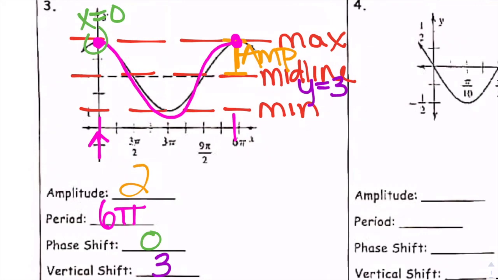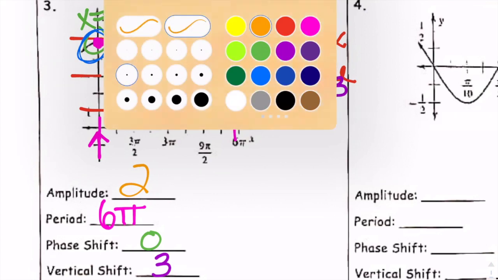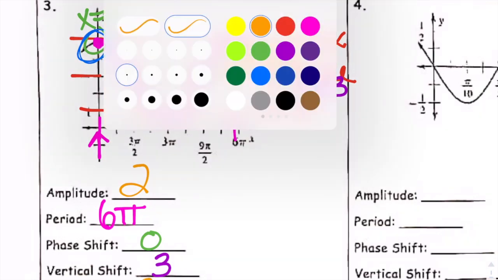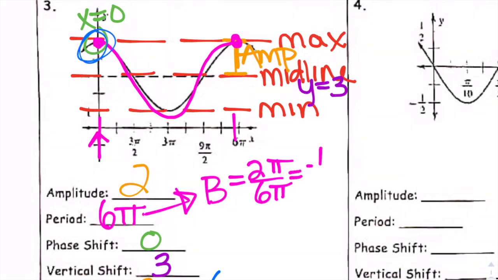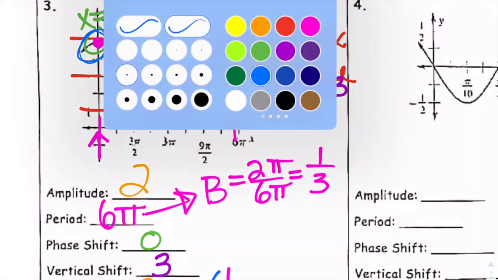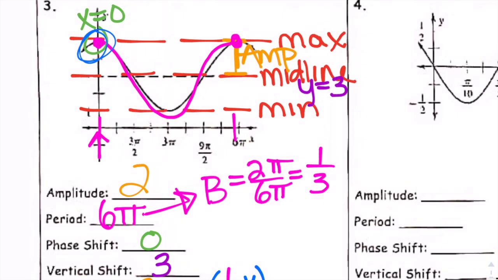And then our function is going to be y equals, we hit a maximum up here first, so it's going to be a positive a value, and so it's 2. This starts at a maximum, or looks like a c, so it's cosine. We need to find our b value. B is equal to 2 pi divided by our period, which gives us 1/3. And so that's going to be 1/3. There's no phase shift, so it's just x and we're done. And then we have a vertical shift of +3.